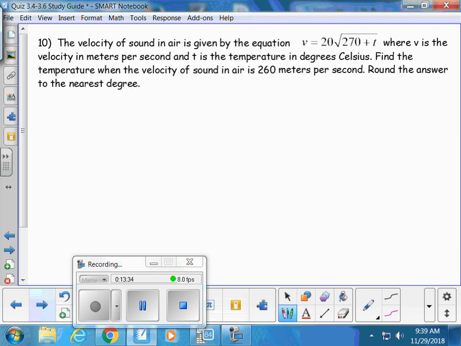Number 10. The velocity of sound in the air is given by the equation v equals 20 times the square root of 270 plus t. I don't like equations with t's, but we'll get through this. T's look like pluses, so just keep in mind that's a t at the end. Kind of curve the bottom of it. Where v is the velocity in meters per second, and t is the temperature in degrees Celsius. Find the temperature when the velocity of sound in the air is 260.